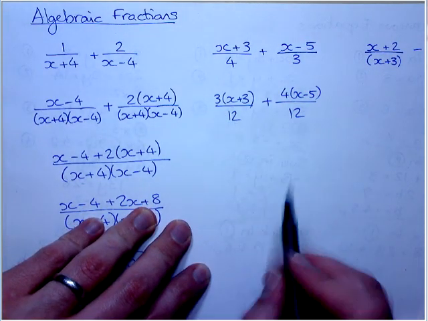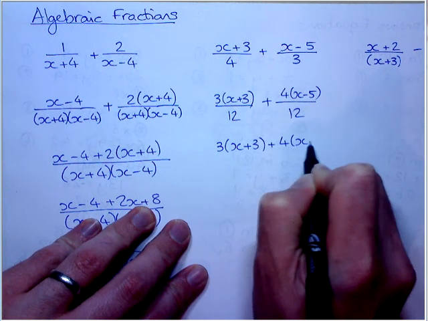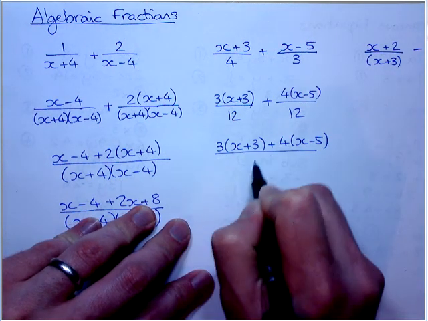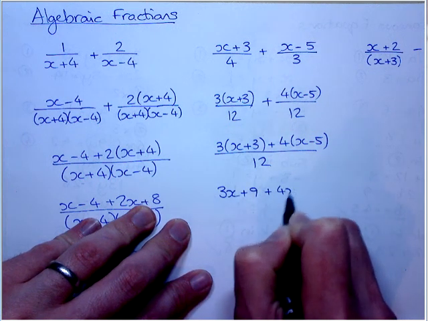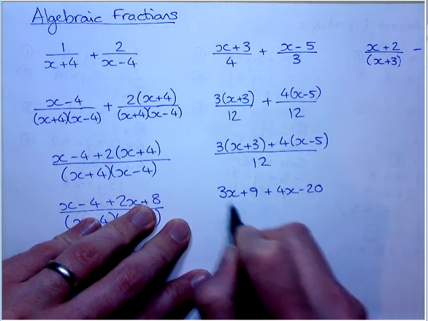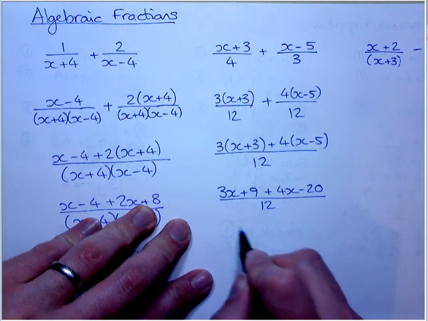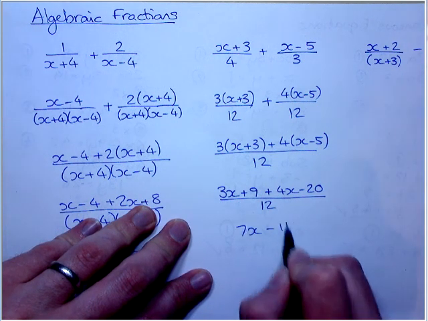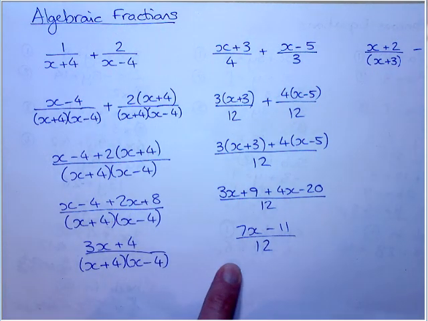So the bottoms are the same, so we can combine them. I'm going to write it like this. That's what I would advise you to do, because when it's a negative on the next one you'll see it does get a bit trickier. Expand it, so 3x plus 9 plus 4x minus 20. I'm assuming that if you're watching this video you know how to expand brackets. And 7x, 9 take away 20 is minus 11 over 12. There we have it.